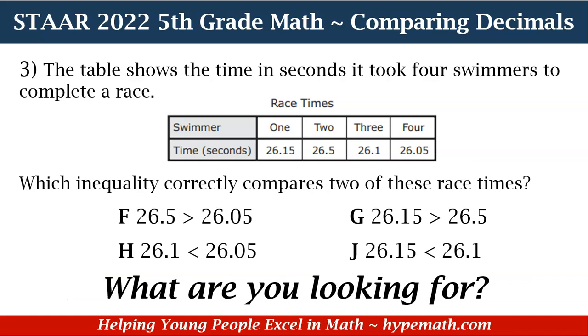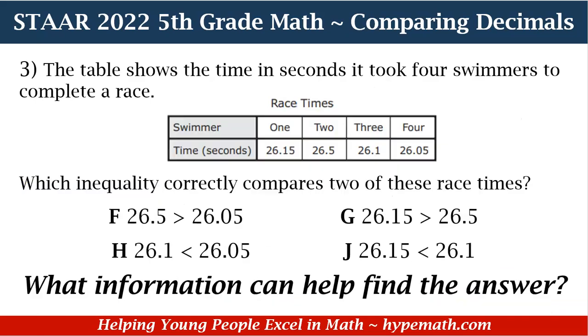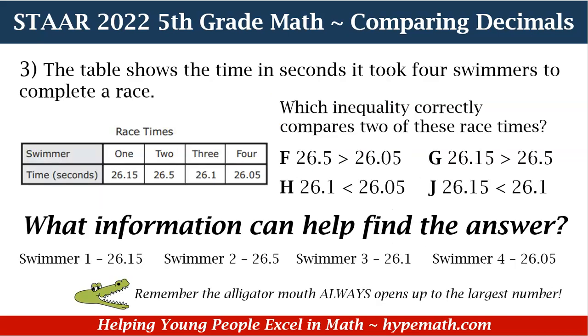All right, what's our most important question? What are we looking for? Well, we are looking for the inequality that correctly compares 2 of the race times. What's the second important question? What information can help us find the answer? Well, the information that can help us find the answer is understanding who the swimmer is and also their time.